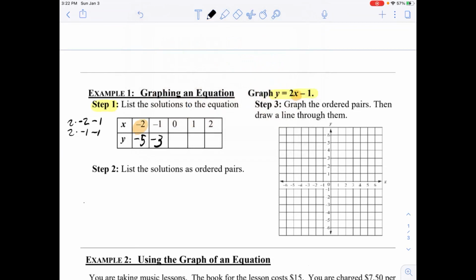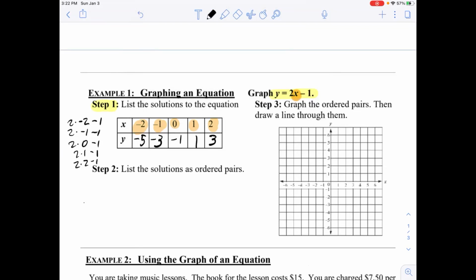Now I can plug in 0. 2 times 0 minus 1. 2 times 0 is 0. Minus 1 is negative 1. Now do 1. 2 times 1 minus 1. 2 times 1 is 2. Minus 1, that's 1. And finally, plugging in 2 for x in my equation. 2 times 2 minus 1. 2 times 2 is 4. Minus 1 is 3.